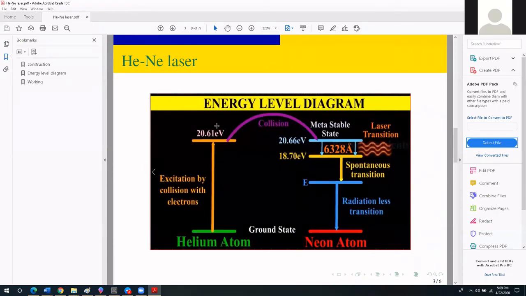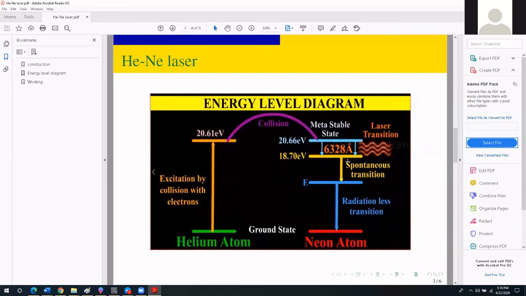The figure shows the relevant energy level diagram of helium and neon. This is the energy level of the helium atom. It has a metastable state 2s having energy 20.61 eV, which is nearly equal to 20.66 electron volt of the neon atom, and it is the 5s state. It has another important energy level 3p having energy 18.70 eV, and lasing action takes place only between these two energy levels, and laser light of wavelength 632.8 nanometer is obtained, or in terms of angstrom you should say 6,328 angstrom, which is red light's wavelength.